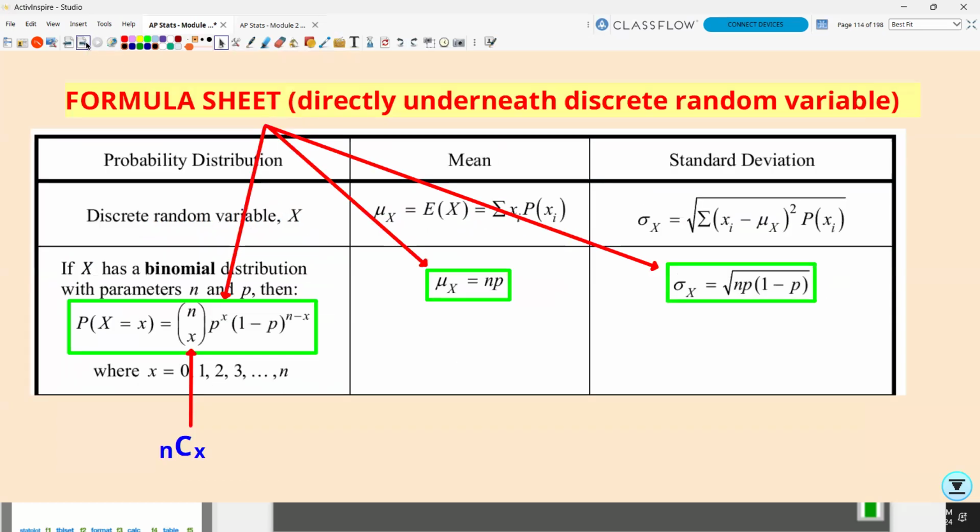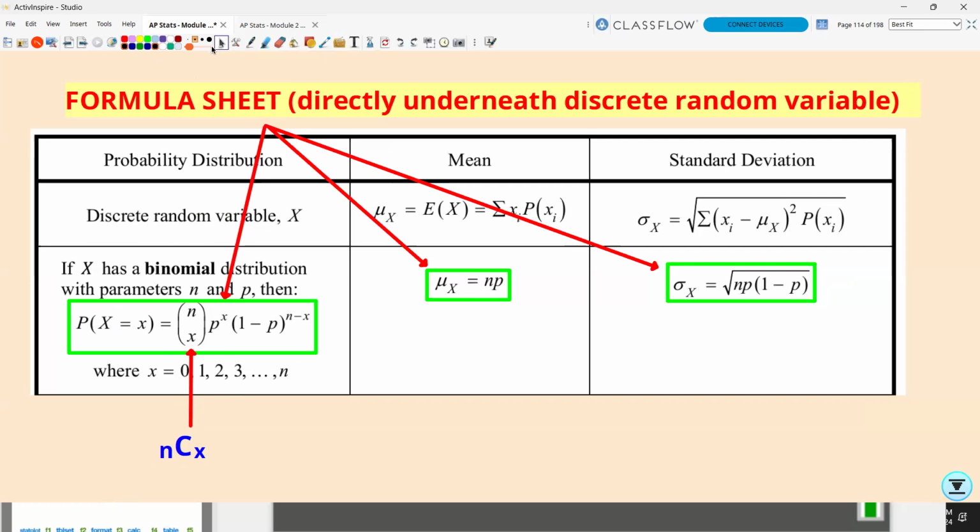So on your formula sheet, right below the discrete random variables, you're going to find the binomial formula, and it's got that funky nCx on the front side. That's your binomial coefficient, just nCx: 5 choose 2, 5 choose 3, whatever it is. Your mean is simply the set number of trials times the probability.